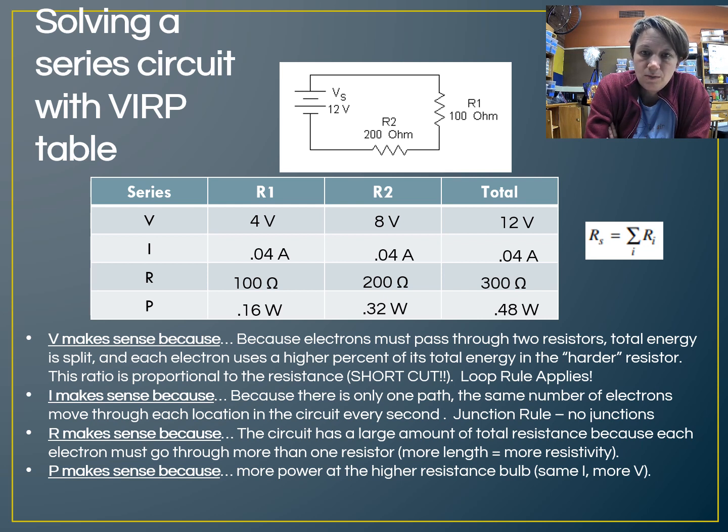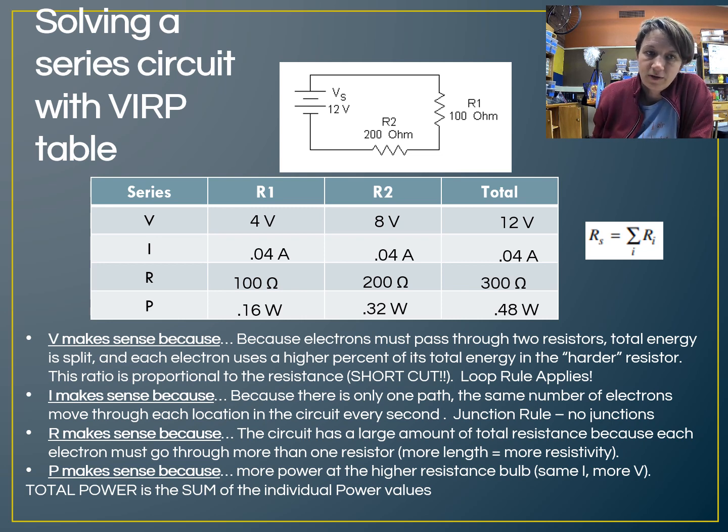You'll also be able to use that column to predict which of your bulbs is brighter. That's really the only way to tell what bulb is brighter. You can't use resistance by itself, but ultimately, once you end up with your power values, you can say that R2 is twice as bright as R1. The reason why is because they have the same current, but twice as much voltage, therefore we're going to be twice as bright.